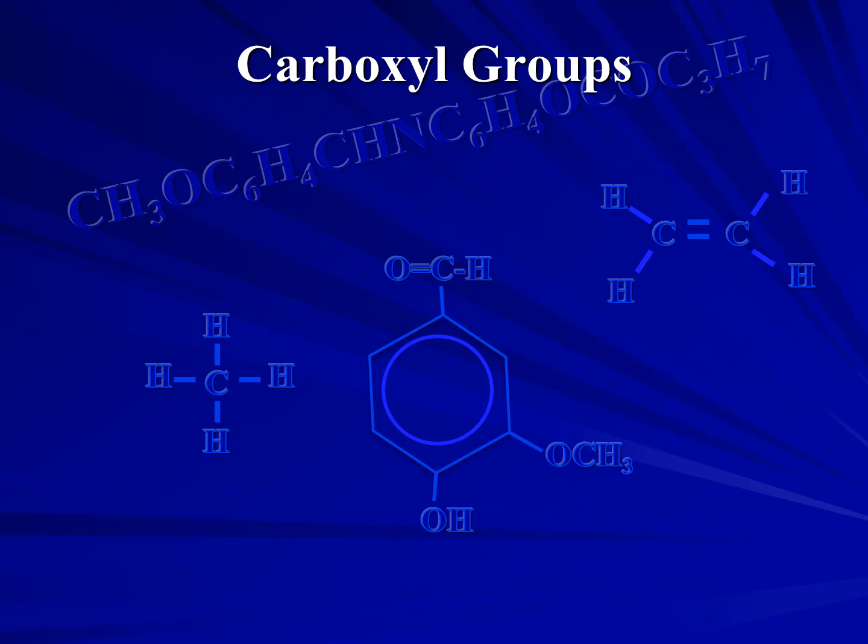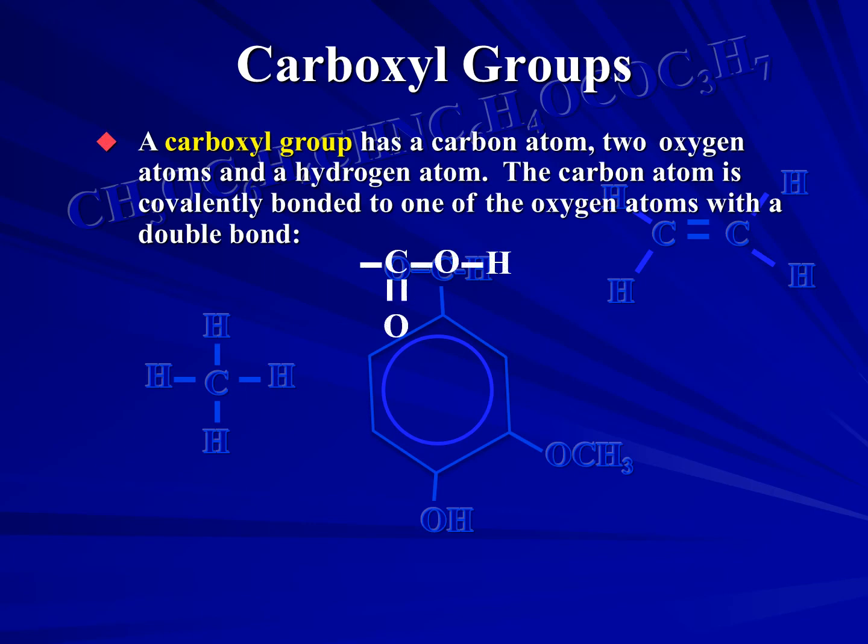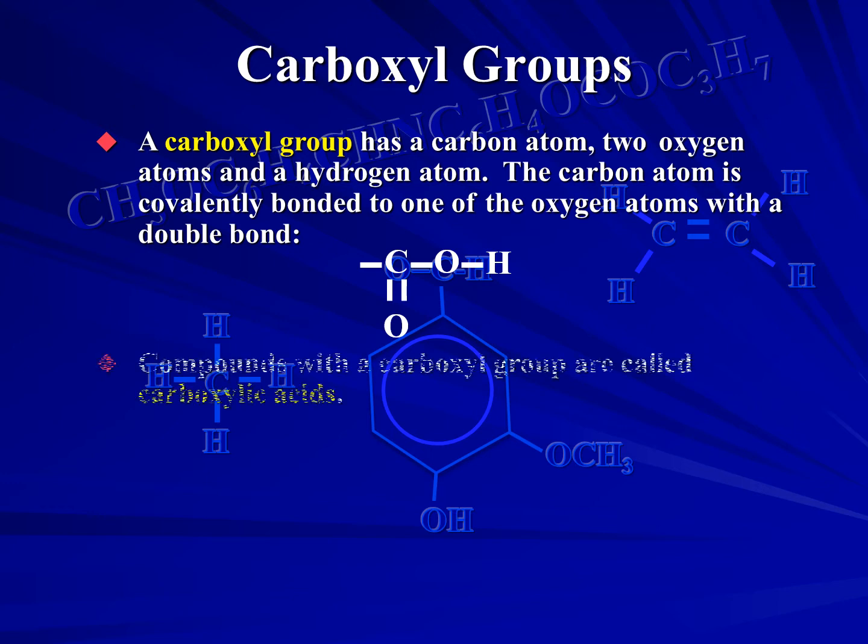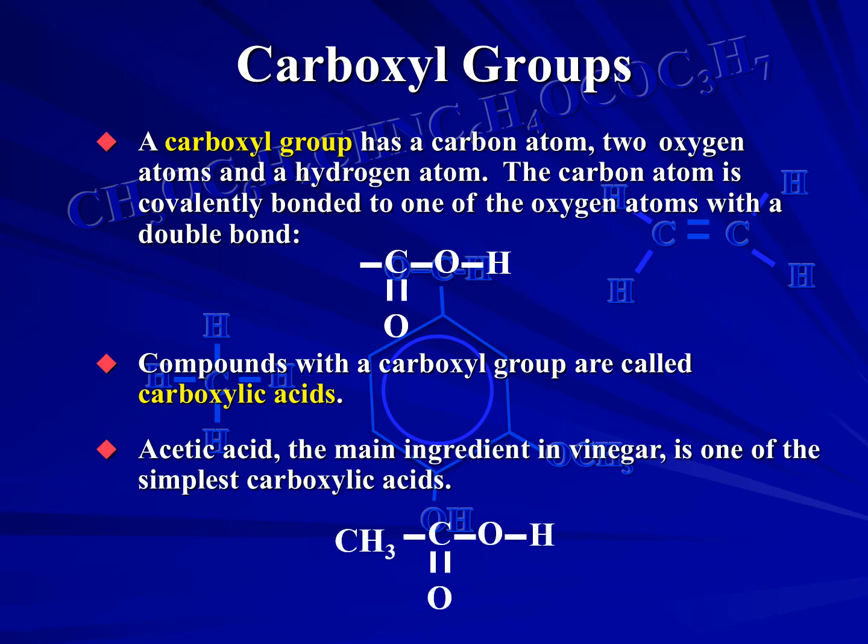The carboxyl group is another important functional group. A carboxyl group has a carbon atom, 2 oxygen atoms and a hydrogen atom. The carbon atom is covalently bonded to one of the oxygen atoms with a double bond. Compounds with a carboxyl group are called carboxylic acids. Acetic acid, the main ingredient in vinegar, is one of the simplest carboxylic acids.